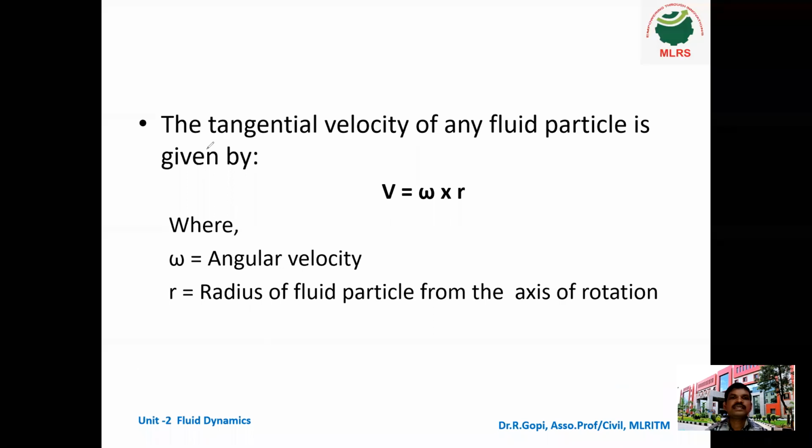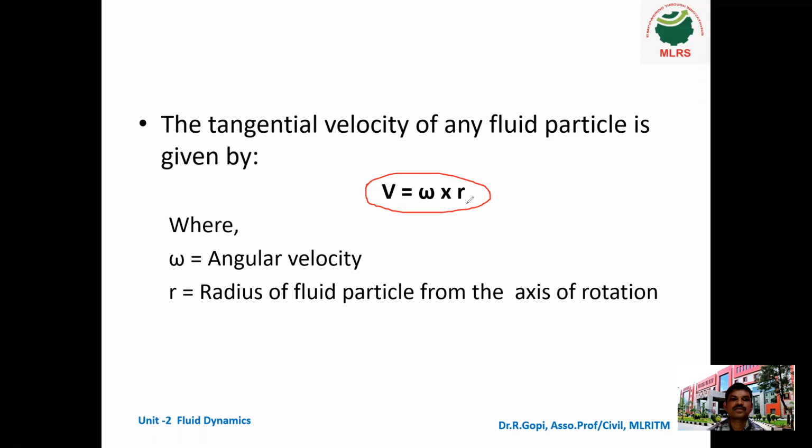So next, the tangential velocity of any fluid particles in forced vortex flow. What is meant by tangential velocity? The flow takes place in circular motion, and that is the velocity. So the tangential velocity of any fluid particle is given by V equals omega into R.